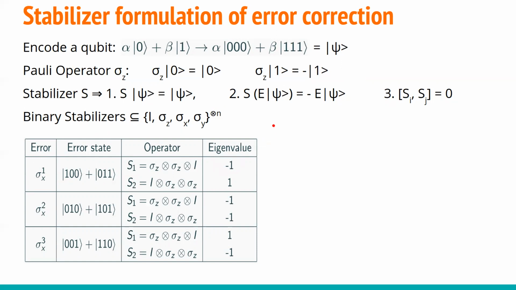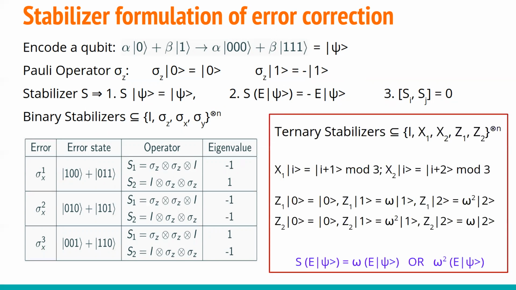So for different errors, we will have different patterns of -1 from which we can understand which error has occurred. If we move to ternary systems, the stabilizers are created from these operators, and the action is x1 actually increases the state by 1 modulo 3, and x2 by 2 modulo 3, and z1 actually gives the phase of omega on 1 and omega square on 2, and z2 is its complex conjugate. Now, when we build a stabilizer on error state, now the eigenvalues are omega or omega square, but on error-free state, the eigenvalue is still +1.